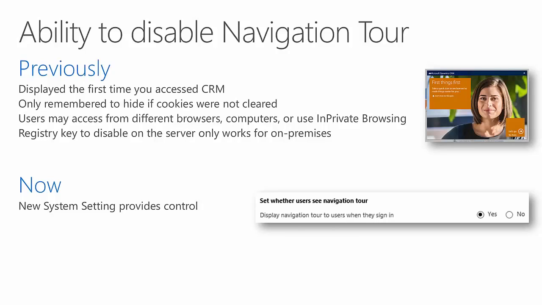This is something that always displayed the first time a user accessed the app, and there was an option to have it not appear anymore, but that was stored via a cookie. So if you cleared your cookies either through the browser options, or you switched to a different computer, or you used in-private browsing, that cookie no longer existed, so you'd get this dialog again. For the on-premises releases, there was the ability to set a registry key, but that didn't work for CRM Online releases. So now with the CRM 2015 release, a new system setting has been introduced to be able to turn this off for all users.